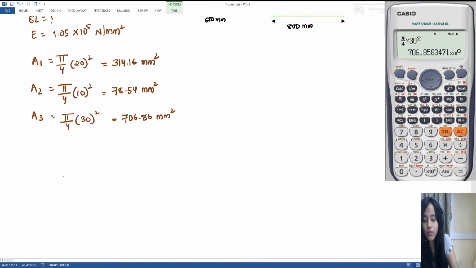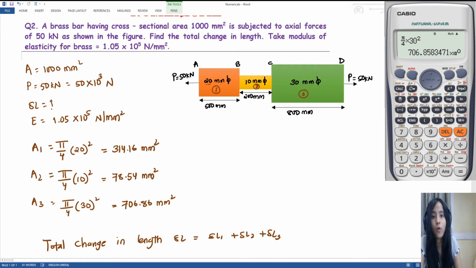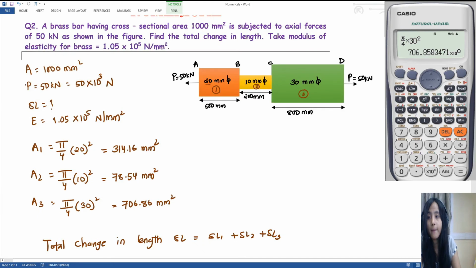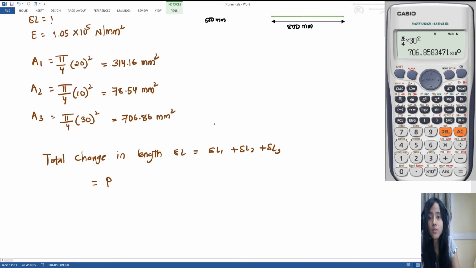Now let us find the total change in length. del L will be equal to del L1 plus del L2 plus del L3, right? The whole of this body is under tension, so we don't need to change any of the signs in here, so it will remain positive. So del L1 is equal to P. Now the load P is the same for all these three sections, so P will remain same.